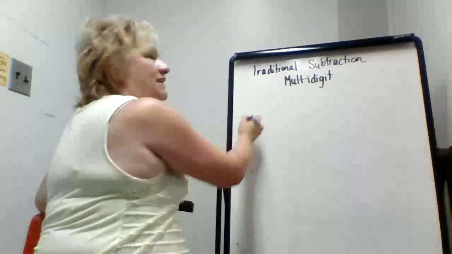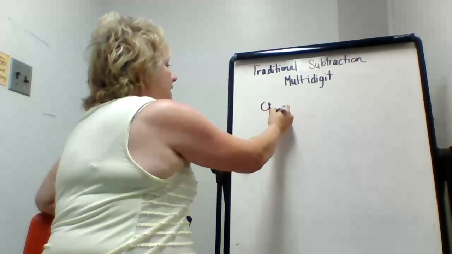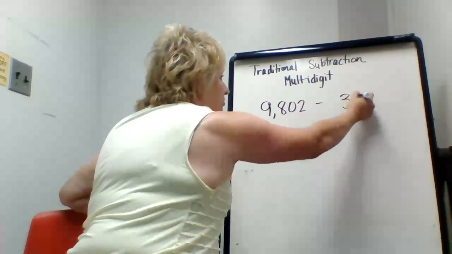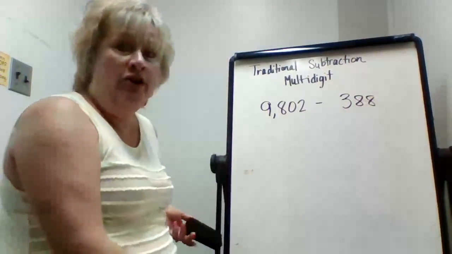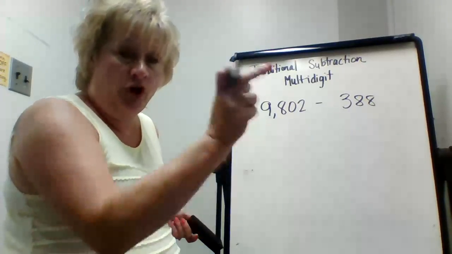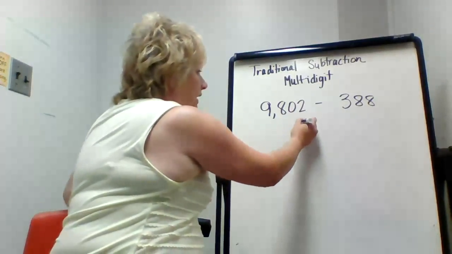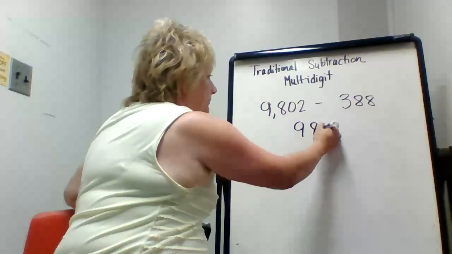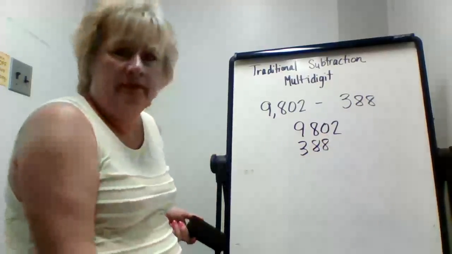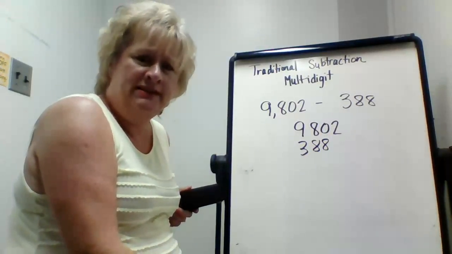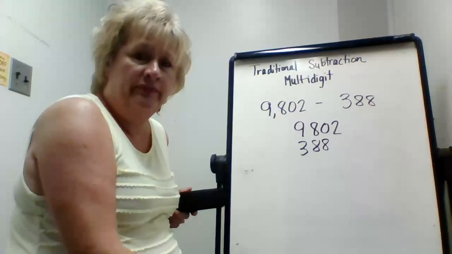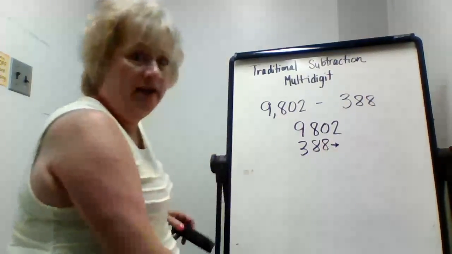All right, let's see. Let's think of a tough one. 9,802 minus 388. Okay, here is where it's going to get a little tricky. You remember when I told you to line up your numbers so that they're all in the same column? All right, let's write our big number on top and our small number underneath. Does that look right? It doesn't, does it? Can you think about where the 388 should go? If you said to move it over one spot, you're right.